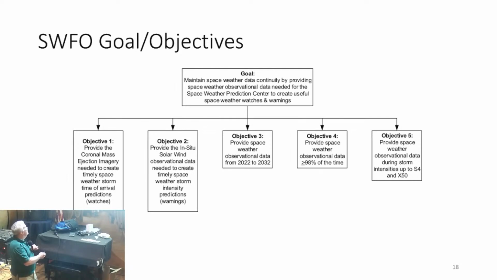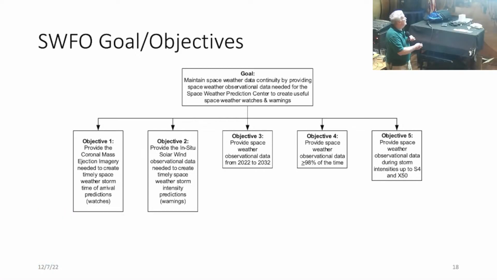Provide CME imagery from coronagraphs. That generates the space weather watches. Provide the in situ solar wind data from the magnetometer and the plasma and ion instruments. That gives us the space weather warnings, that's the 15-minute one. Provide space weather observational data from 2022, this year, to 2032. They're not going to launch till 2025, so these numbers would change from 2025 to 2035.